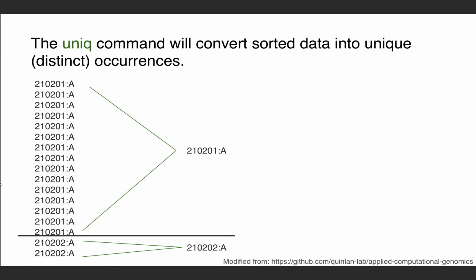We could use something called unique. Now, unique will take sorted data. If we have this long column here being printed to the screen, and they all have the same identifier in the beginning of the column, and the A after that, it will collapse them all into one occurrence. So if we were to run unique on this output here, we would end up with just two lines in our output: just this line with an A and this line with an A, okay?